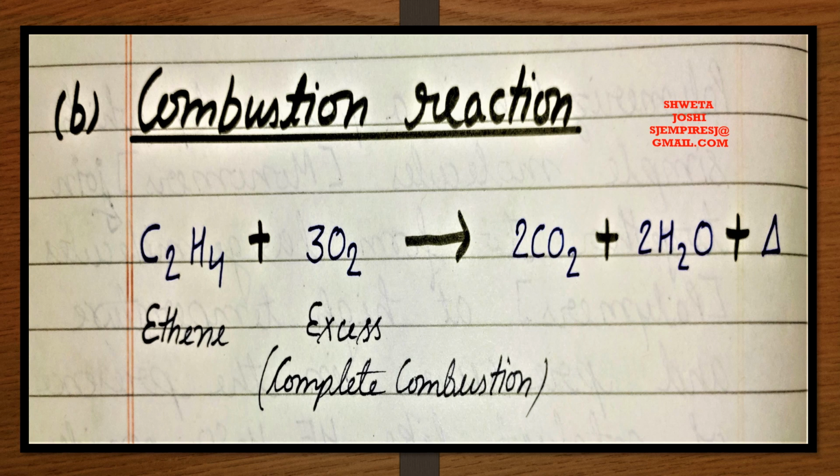Now taking up an example of combustion reaction of ethene with excess of oxygen. In this case, since we are performing a complete combustion process, the product formed will be 2 moles of carbon dioxide, 2 moles of water, and along with that, since the reaction is exothermic in nature, we have to make the symbol of heat on the product side.